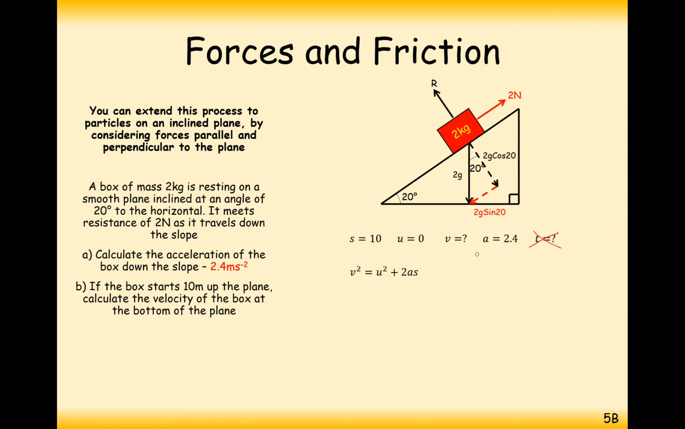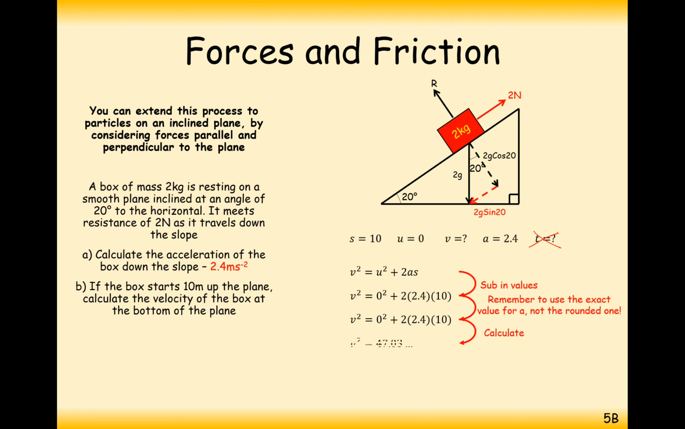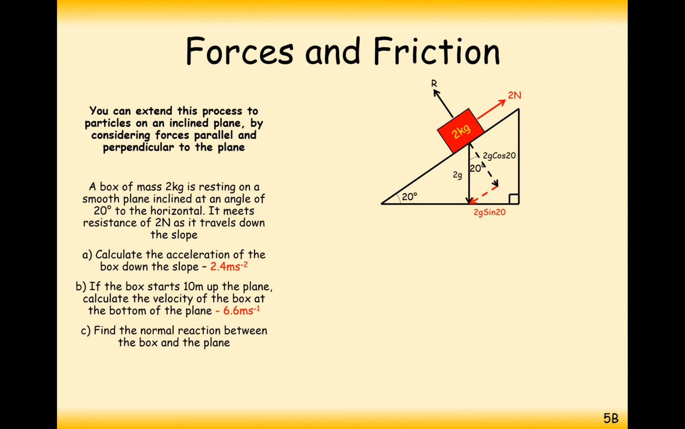We saw all of the suvat formulas in the first year of mechanics. And then substitute the values into the formula. And we're going to see that V comes out to be the square root of 47, which is about 6.6 meters per second. So there we are. That's how we answer these types of questions here.